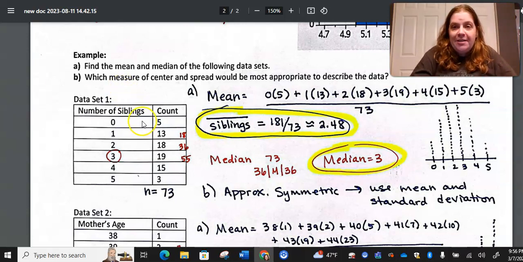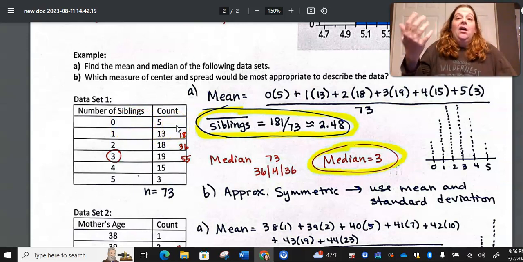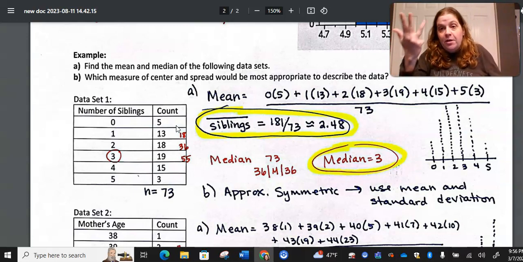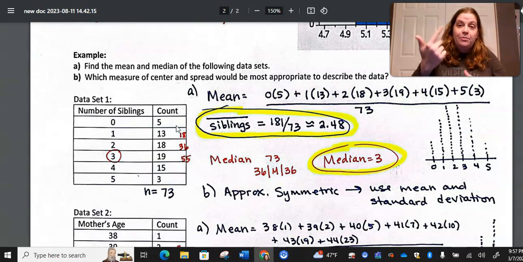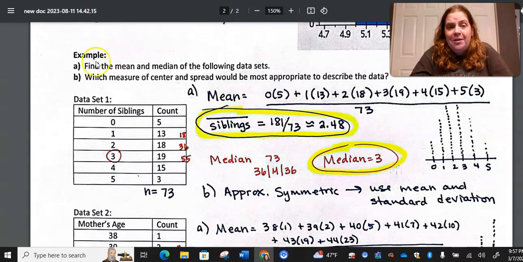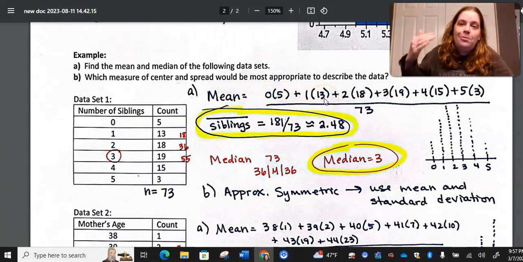Now, if you want, you could take your calculator and say, okay, I have 0 5 times, so I could go 0 plus 0 plus 0 plus 0 plus 0, then 1 plus 1 plus 1, and so on. But that's a waste of time. Remember, if you're doing that repeated addition, it's faster just to do multiplication. So I have the number 0 5 times, plus I have the number 1 13 times. That's the same as saying 0 plus 0 plus 0 plus 0 and 1 plus 1 plus 1 plus 1 plus 1, etc.